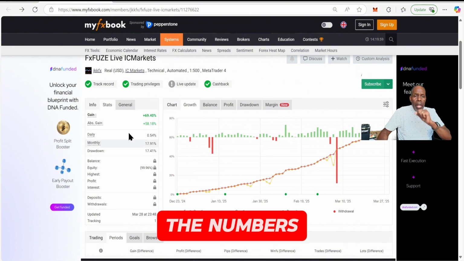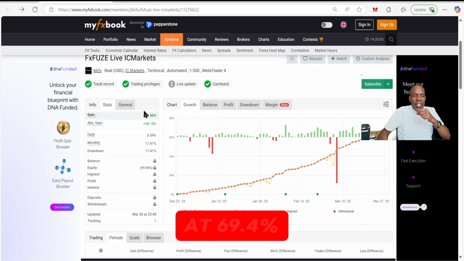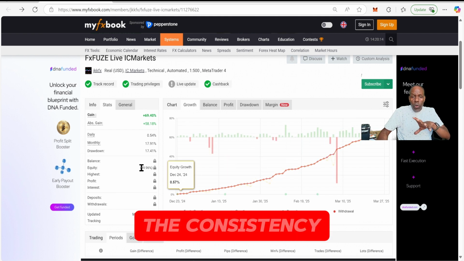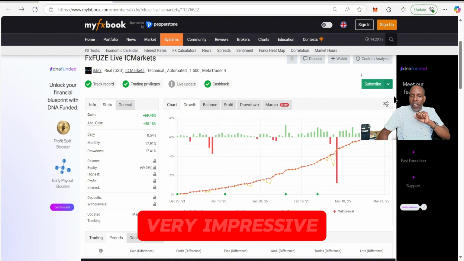You can see the numbers have been very, very good. Right now we are at 69.4% ever since we started this trading account on December the 23rd, up to now. And you can see the consistency of this chart is very, very impressive.